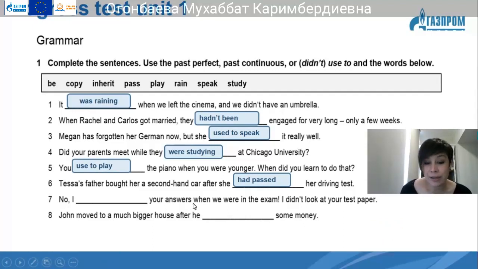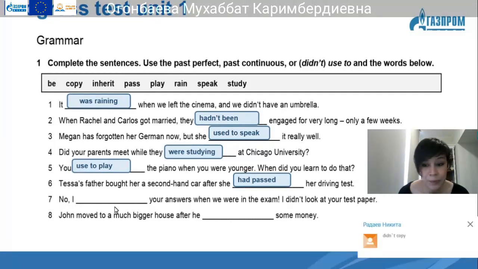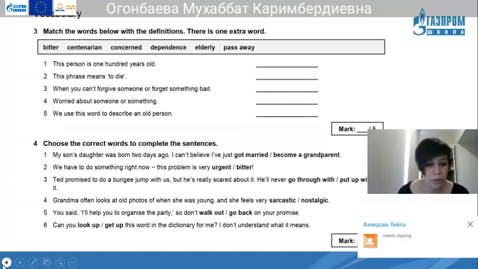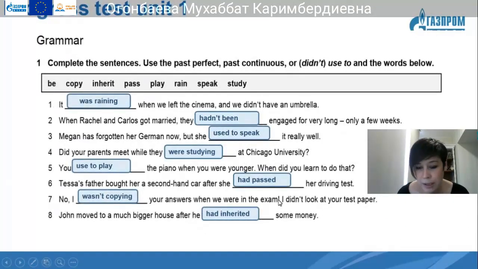Your answers when you were in exam, I didn't look at your test paper. So, wasn't copying. The second part in past simple, you see? The second part in past simple, were in exam. And that's why the first part should be in the continuous. John moved to a much bigger house after he had inherited.